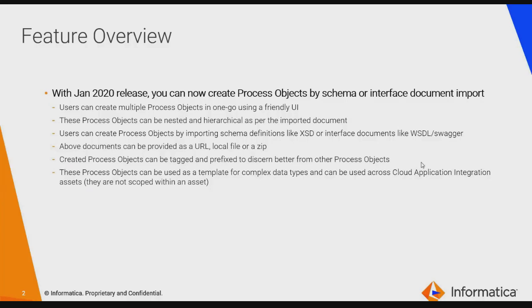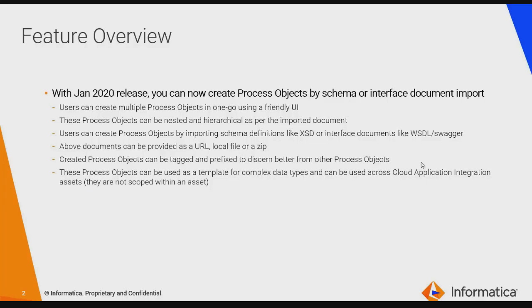What more, you can provide these documents either as a URL, because most of the time they are available as a remote URL. They may also be available as a local file, and in case they are more than one, it will make sense to actually have them in a single zip file so that the user need not perform this operation again and again. So we also support the zip format of importing process objects.